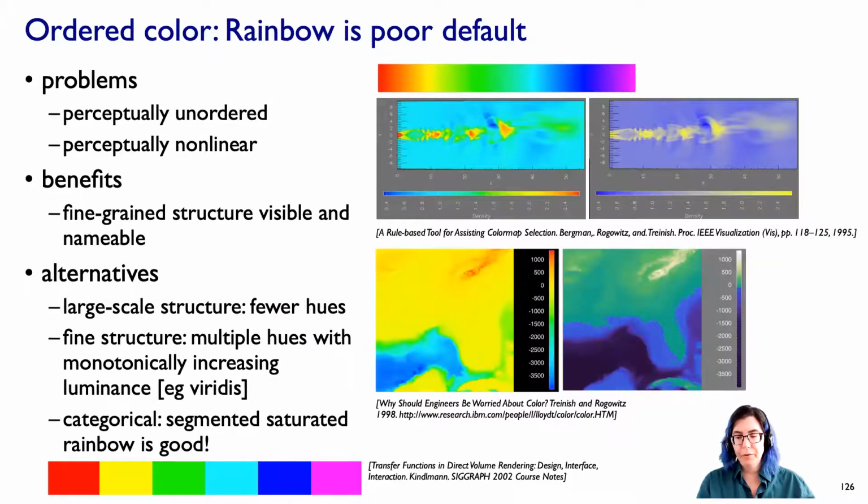I'll mention one more thing before we leave the rainbow, which is that not all rainbows are bad. Rainbows are perfectly good for categorical data. If you want to have a segmented color map, then for categorical data, you actually want the very bright and vibrant colors. You want to have as high saturation as possible to have those small non-contiguous areas be as distinguishable as possible. So rainbows are great for categorical data. They're a pretty poor choice for ordered data in general.